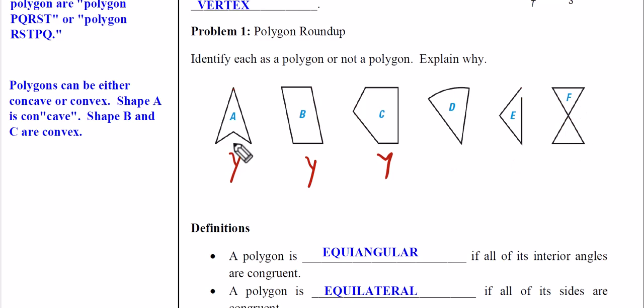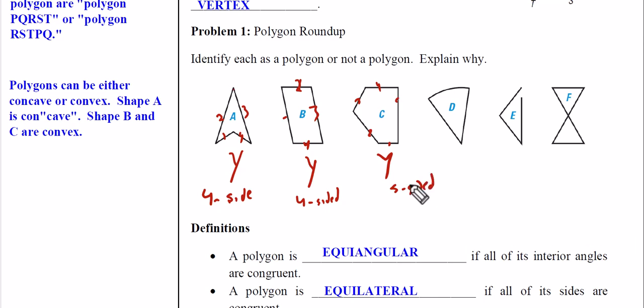So among these 3 polygons, let's see a few things. How many sides does polygon A have? It has 1, 2, 3, 4 sides. So this is a 4-sided polygon. B has 1, 2, 3, 4 sides. That's also a 4-sided polygon. And this is a 1, 2, 3, 4, 5-sided polygon. These have specific names, which we'll get to later on.